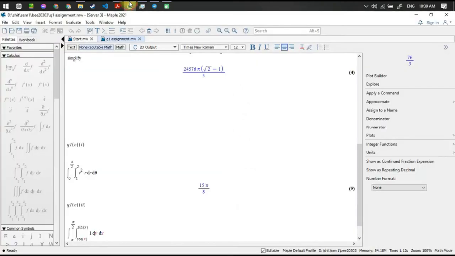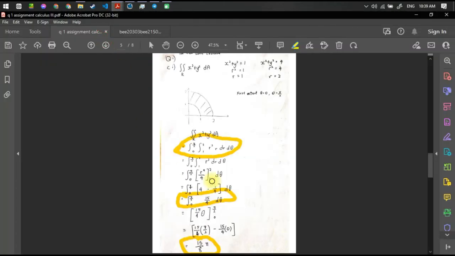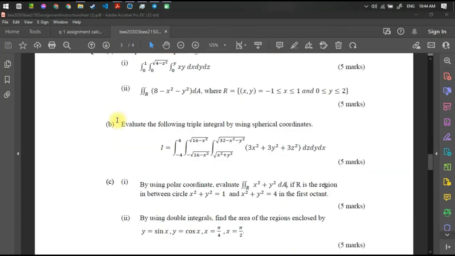That's the marker. Yes, this is the equation of the question. Then we get this answer. Same as my answer. Thank you. Let's look at question 1C2.